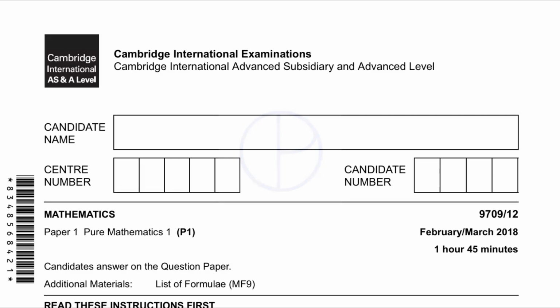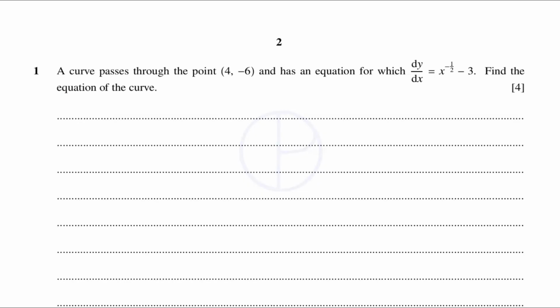In this video, I'll walk you through Cambridge International AS and A Level Pure Mathematics 1 February-March 2018. The first question is a finding the equation of a curve question. Here dy by dx is given and the point through which the curve passes is also given.